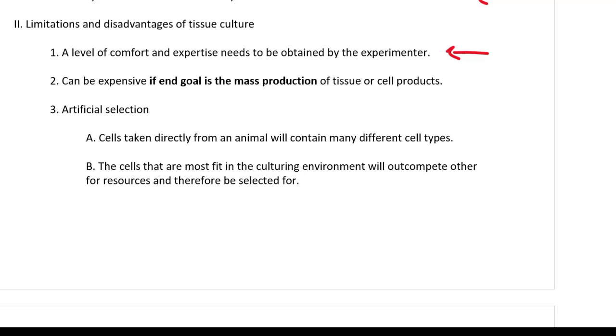It can be expensive if the end goal is mass production of tissue or cell products. So if you are working with large amounts of cells, then this can become expensive. Typically in a laboratory environment, you're not doing that.